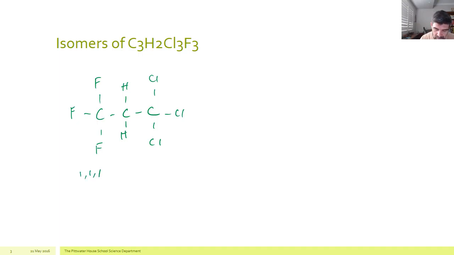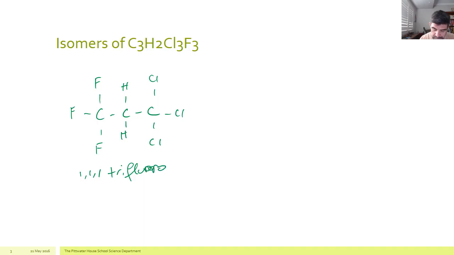So now something a little bit more complicated. Can we draw some isomers of C3H2Cl3F3? Well, once again, let's start with our 3 carbons. We've got 2 hydrogens, so put them anywhere you like. Let me put them on the 2nd carbon to start with. Then I'm going to have 3 chlorines here and 3 fluorines here. Now the way that I've done this, I've got a 1, 1, 1 for the fluorines, so it's going to be a trifluoro.